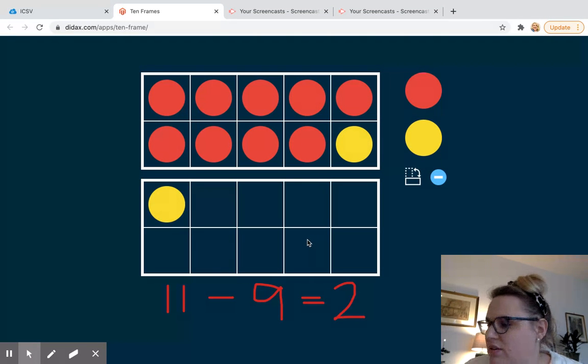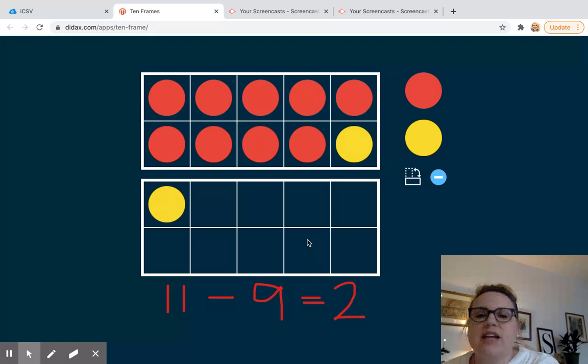Okay, boys and girls, you're going to complete page 231 in your math workbook. There are 10 frames for you to draw. You can even color the counters that you put on yellow to help you. You're going to complete pages 231 and 232.